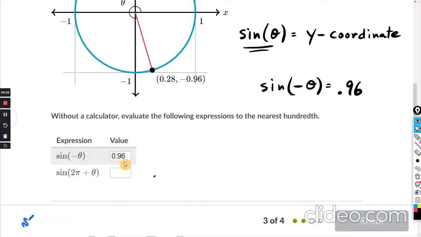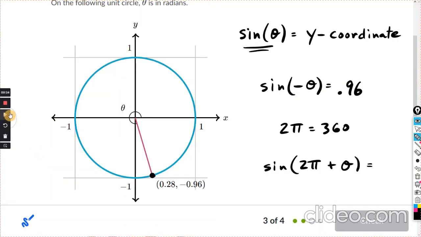So enter that in the box. And now we're doing sine of 2 pi plus theta. Let's see. Recall that 2 pi is 360 degrees. So if we're adding theta to 2 pi, we're going to start at the original starting point anyway, because 2 pi is one rotation. And then we're just adding this amount, theta, once again. So we're basically at the same point anyway. We're looking for the y coordinate because we're dealing with sine, and it is just negative 0.96.